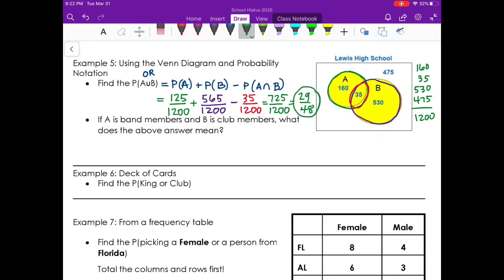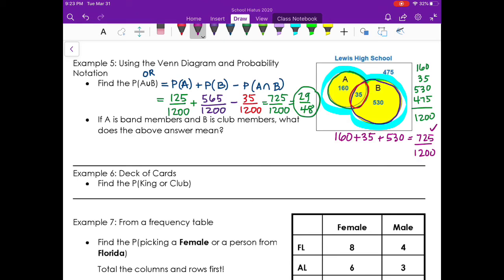Now let's see if this makes sense with what we did in the last problem. We found probability of A union B in the previous problem. We just added everything in both groups because union means either or. We can find the total of all of the things inside either group. So 160 plus 35 plus 530 equals 725 out of 1,200. So we get the same result, and when we have a Venn diagram, it's a little bit easier to visualize that overlap.